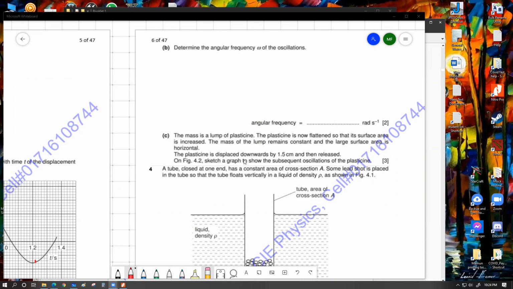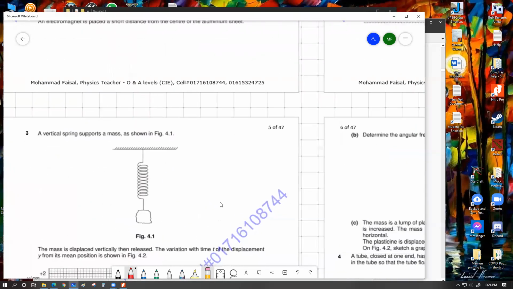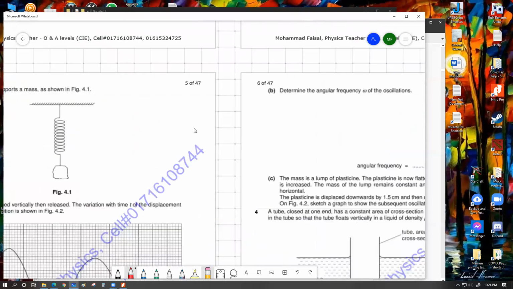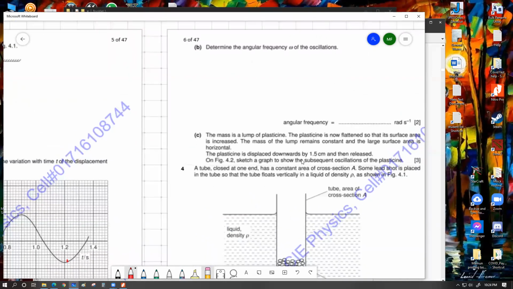The plasticine is displaced downwards by 1.5 centimeter and then released. So what are we doing? We are flattening this out. On figure 4.2, sketch a graph to show the subsequent oscillations of the plasticine. So what will the subsequent oscillations be?